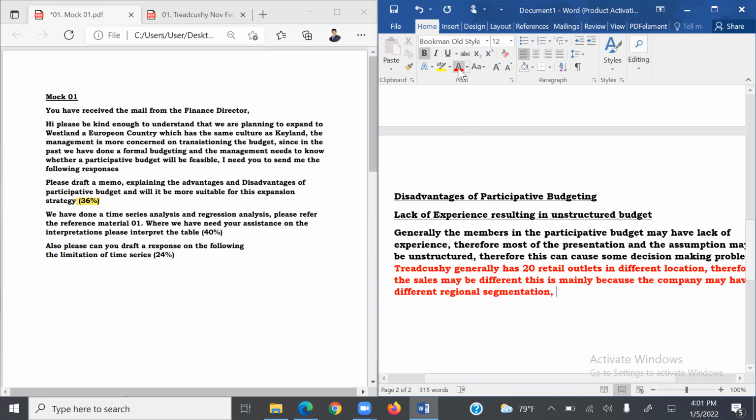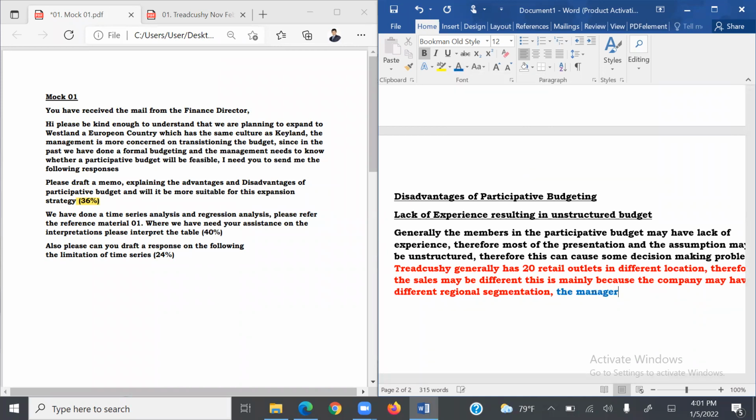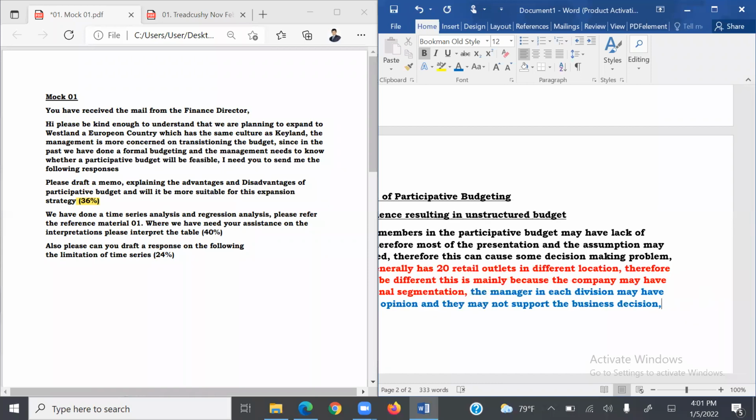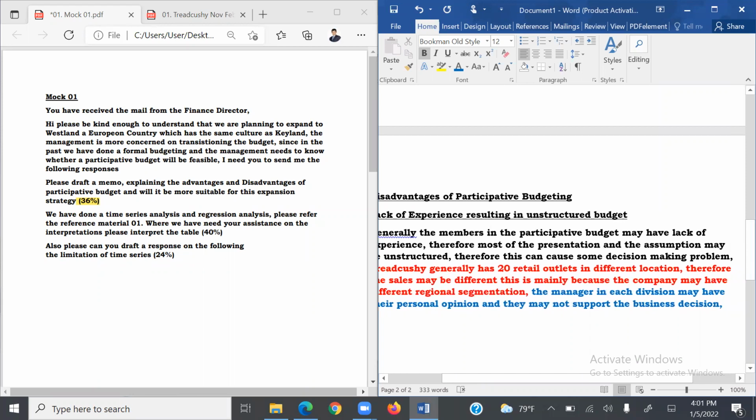Now, the next thing I just want to say here, that I'll write down here: the managers in each division may have their personal opinion, and they may not support the business decision. Get that point of view very clearly, students. The managers in each division may have their personal opinion and they may not support the business decision.